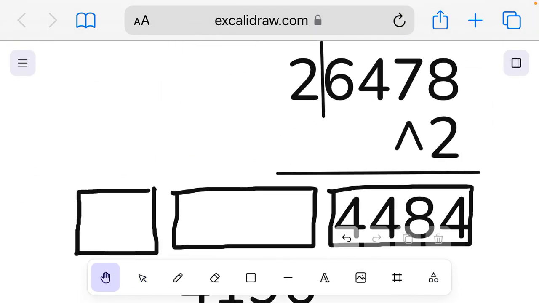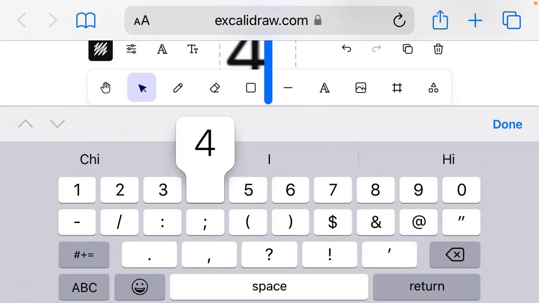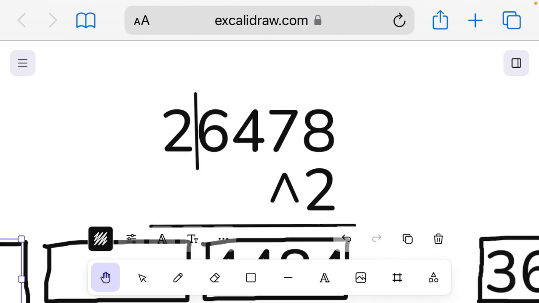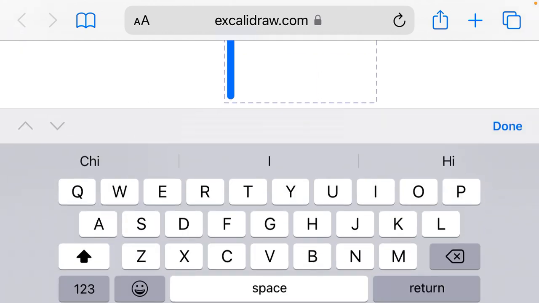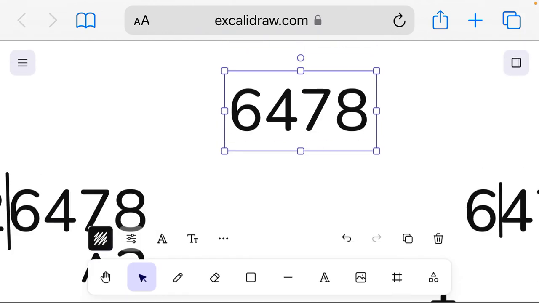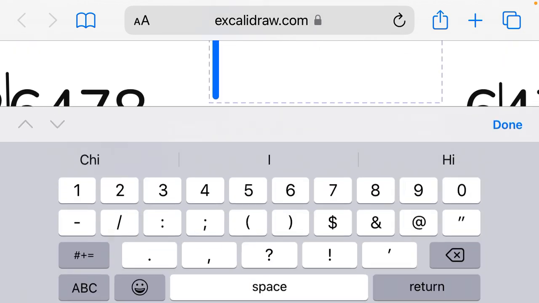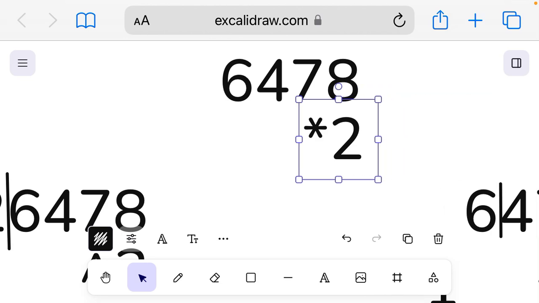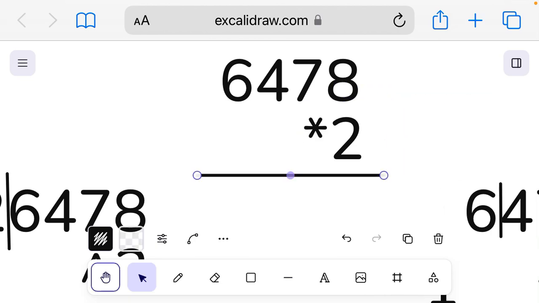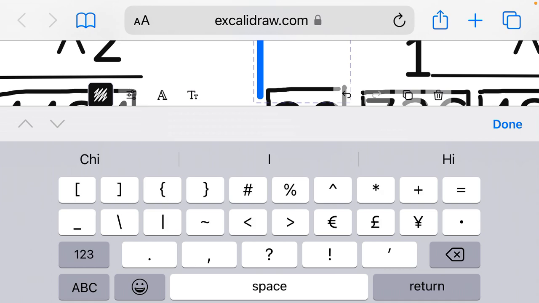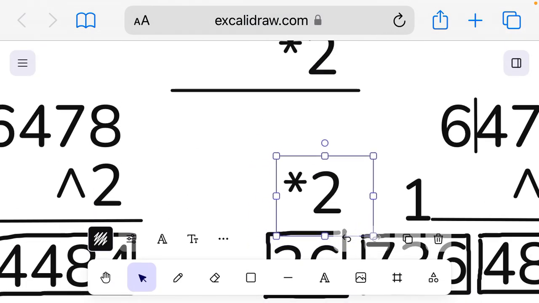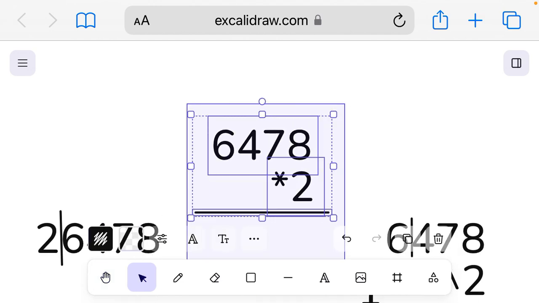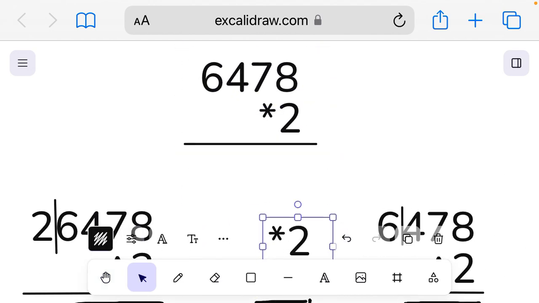And then for 2 squared, it's 4. So we write the 4 here. And then for this, you have to multiply 6,478 times 2. And then you multiply by 2 again. So you do this. And then you have to multiply by 2 again after you get that result. So yeah, that's how you do it. Hold on, let me move this up so I have more space.